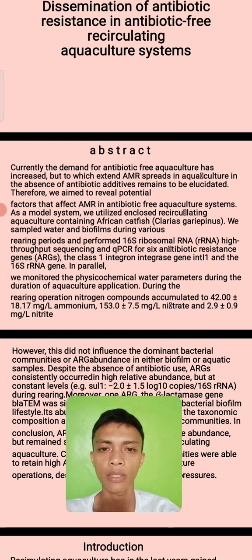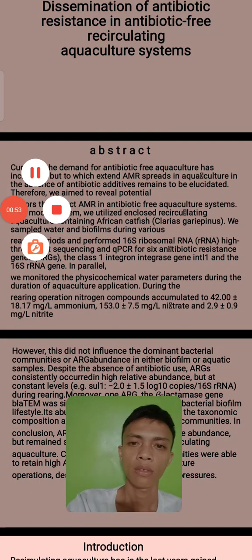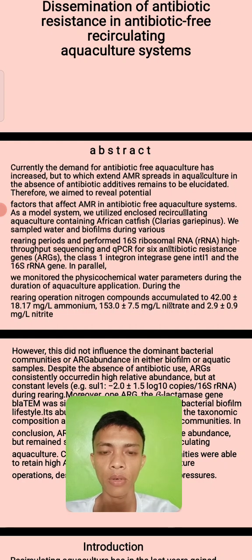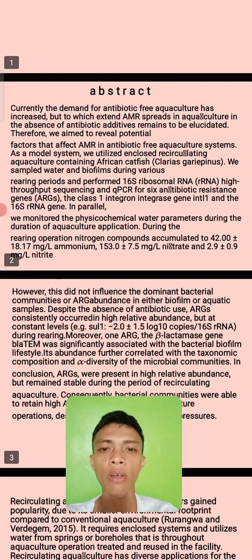As the model systems, we utilized recirculating aquacultures containing African catfish, Clarias gariepinus. We sampled water and biofilms during various rearing periods and performed 16S ribosomal RNA high-throughput sequencing and PCR for 6 antibiotic resistance genes, the class 1 integrase gene intI1 and the 16S rRNA gene. In parallel, we monitored the physicochemical water parameters during the duration of aquaculture operations.